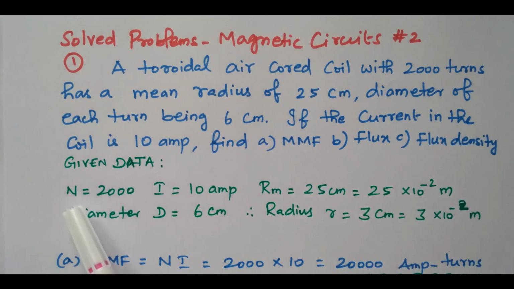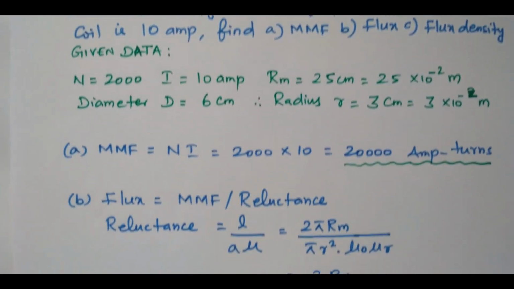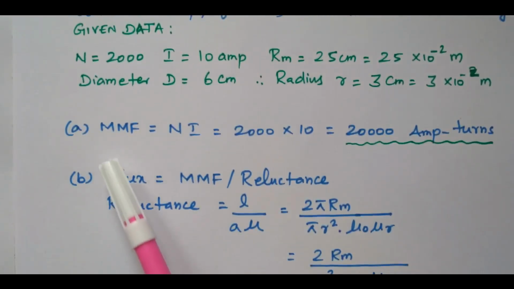So the data is given: the number of turns is 2000, the current is 10 ampere, and the mean radius of the core is 25 centimeter, so 25 into 10 to the power minus 2 meter. Centimeter is converted into meter. The diameter of the coil is 6 centimeter, so the radius of the coil is 3 centimeter, that is 3 into 10 to the power minus 2 meter. Now we'll go through the parameters one by one. First we will find the mmf.